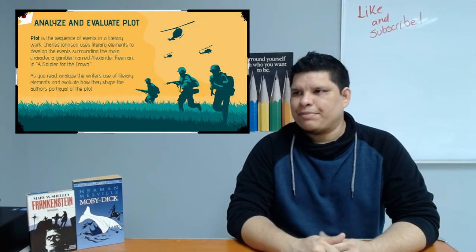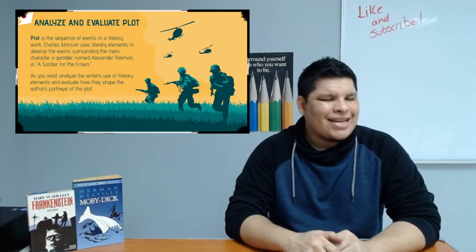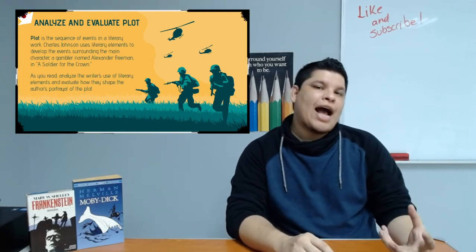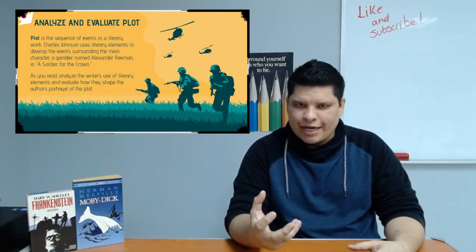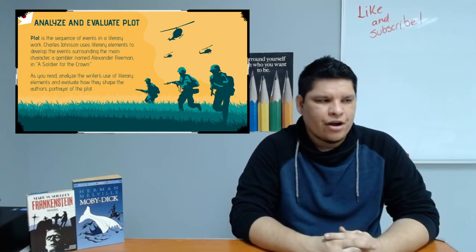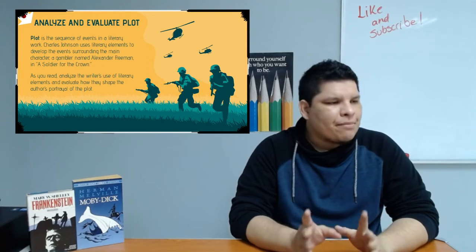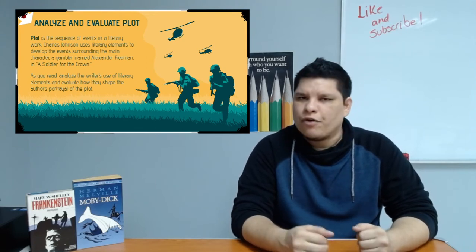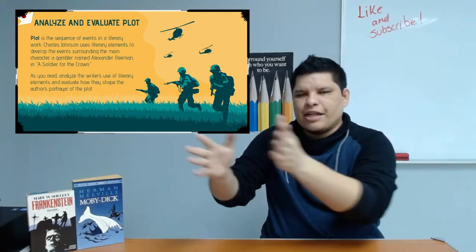Second aspect to analyze here is the plot. We're not only going to analyze, but we're also going to evaluate it. We're going to put it under the scope to see what's going on here. Plot is nothing but the sequence of events in a literary work. The beginning, the middle, and the end.